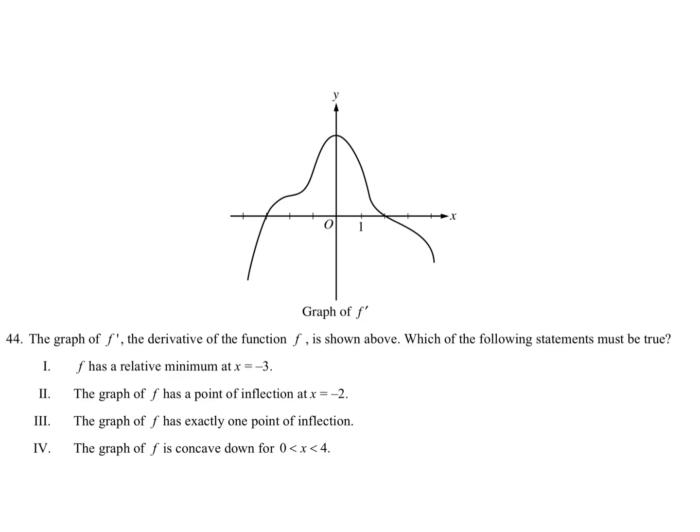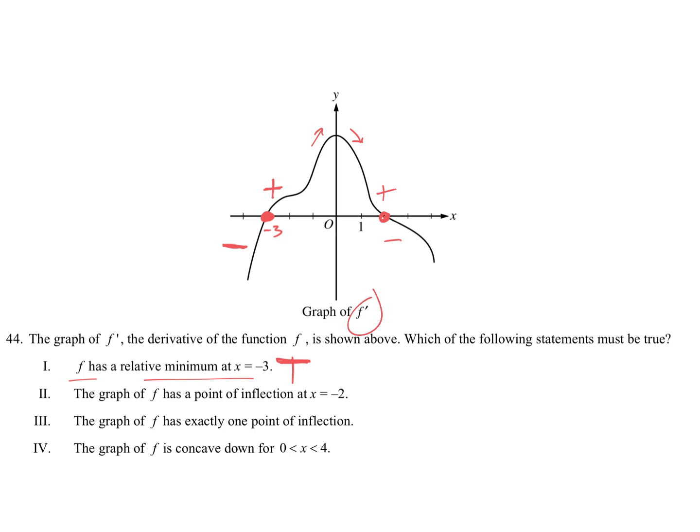All right, which of the following statements must be true? This is a graph of f prime. And f prime is changing from a negative to a positive, and then from a positive to a negative. And I also see that f prime is changing directions here. So we can talk about relative extrema and some other stuff. F has a relative minimum at x equals -3. That's true because f prime changes from a negative to a positive. So that's a true.